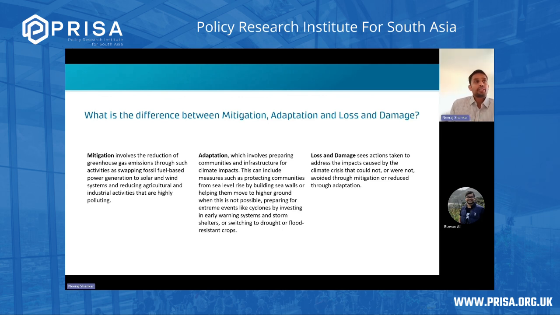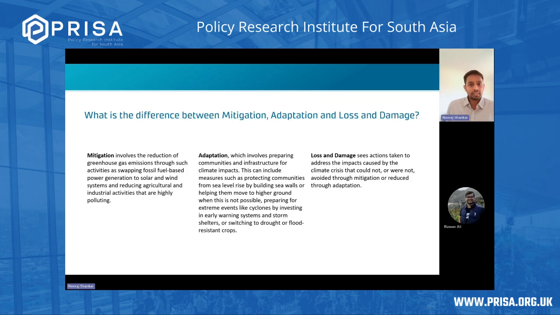So what is the difference between mitigation, adaptation, and loss and damage? As you know, these are the three pillars of climate action. One is mitigation, which involves reduction of greenhouse gases through activities such as swapping our fossil fuel based power generation, which is using coal or diesel power generation, to solar based or wind based. Adaptation includes preparing the community and infrastructure to face the climate impacts, such as building seawalls, making the roads resilient to flooding or to heavy rainfall. So some of those activities fall into adaptation.